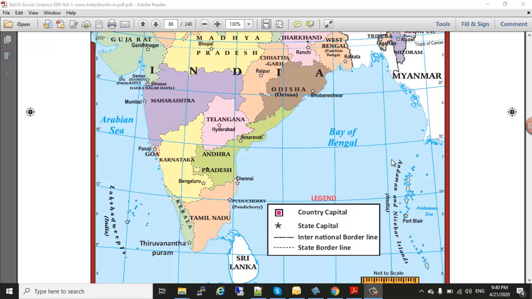We are going to discuss the map questions, what will be asked, how it should be placed, what the exact location is, how it should be marked, and how well you can present your map. All these things will be dealt with today. So I believe this session will help you.